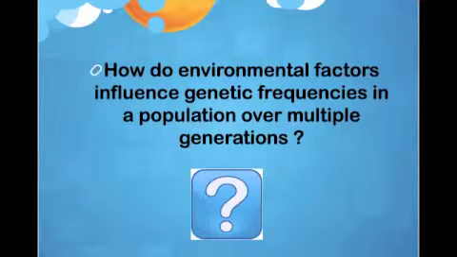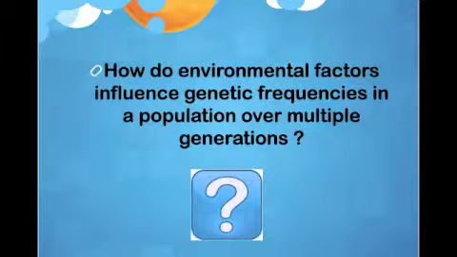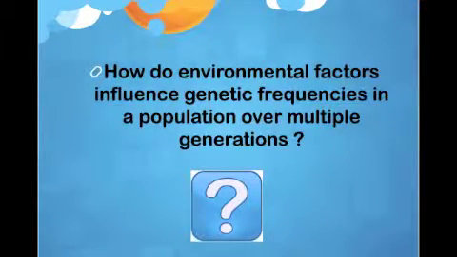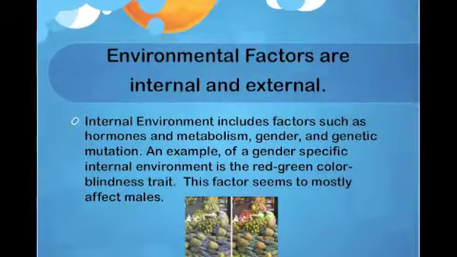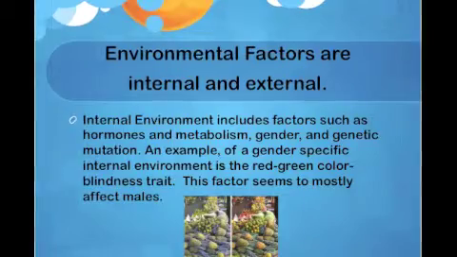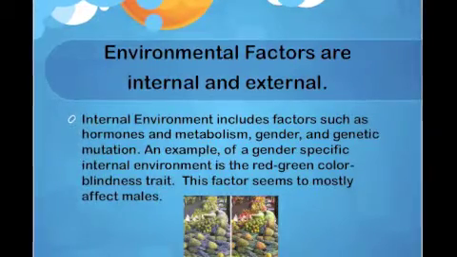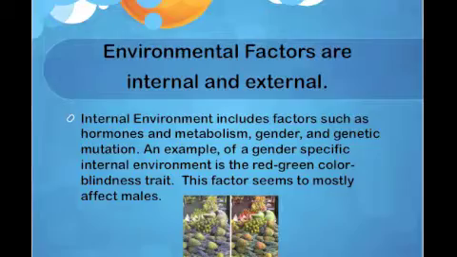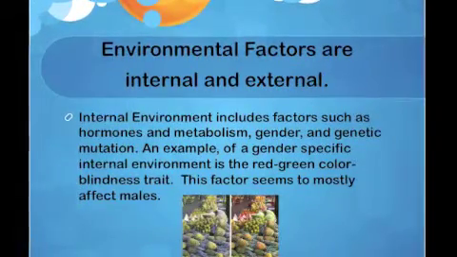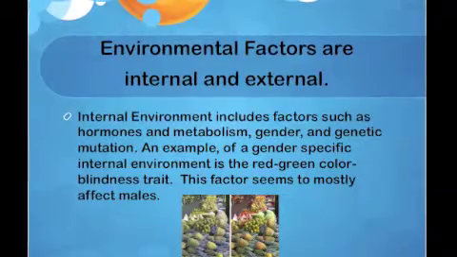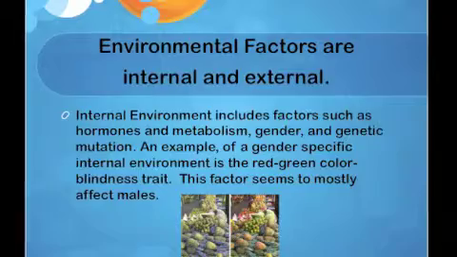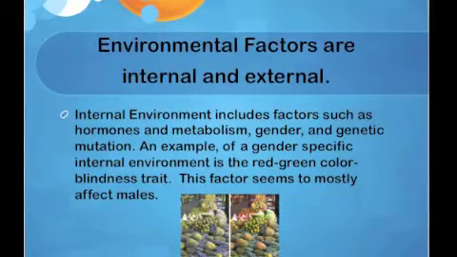How do environmental factors influence genetic frequencies in a population over multiple generations? Environmental factors are internal and external. Internal environment includes factors such as hormones and metabolism, gender and genetic mutation. An example of a gender-specific internal environment is the red-green color blindness trait. This factor seems to mostly affect males.